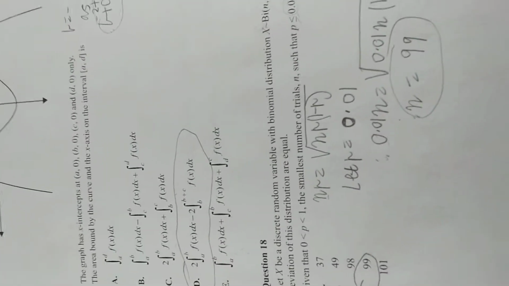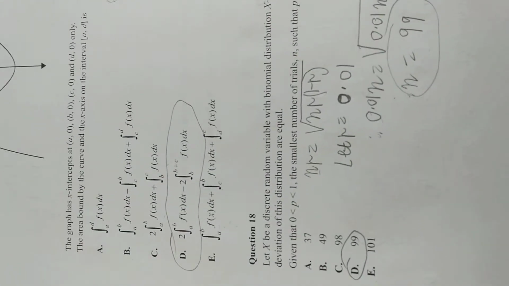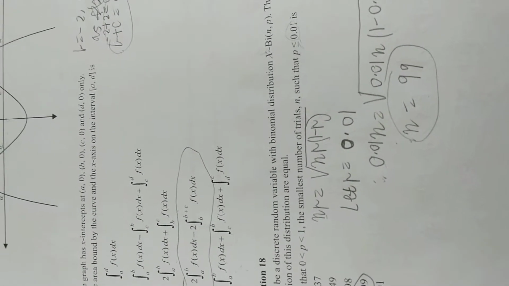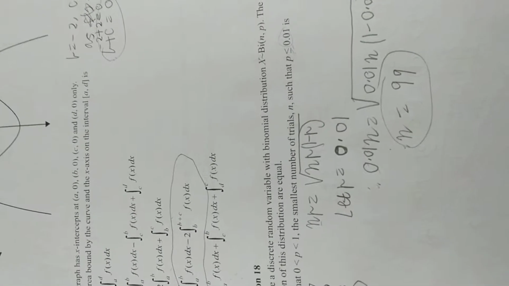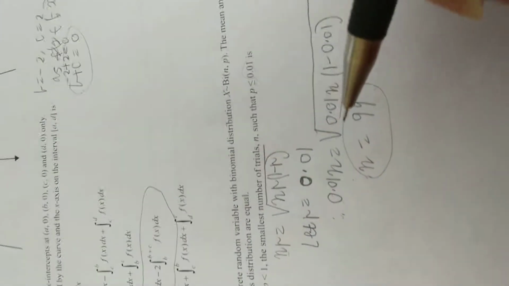Question 18. Let x be a discrete random variable with a binomial distribution, x belongs to B(n, p). The mean and standard deviation are equal. Given that p is from 0 to 1, find the smallest number of trials n, such that p is less than or equal to 0.01. So mean is equal to standard deviation. P is less than or equal to 0.01, so let's just say p is 0.01, sub it into the formula, and then solve for n, so it's 99. So it's option D.